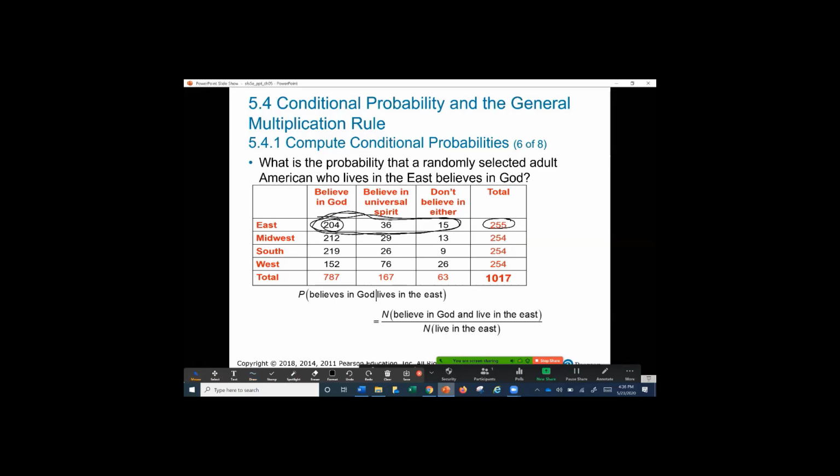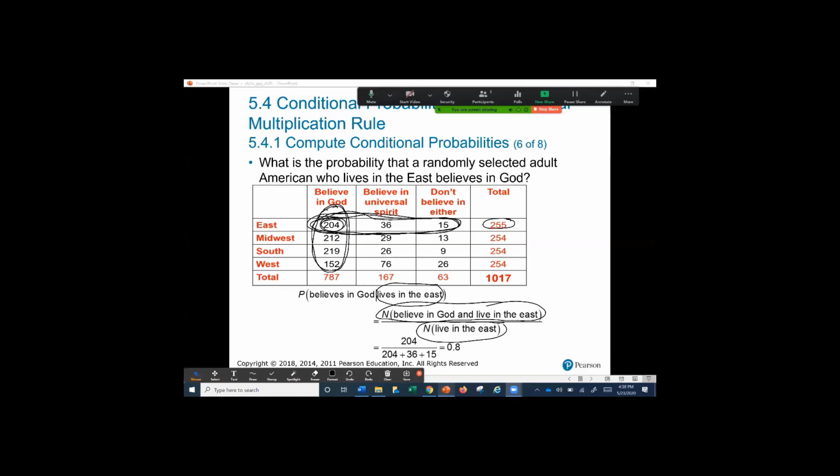We need to count all people that believe in God and live in the East simultaneously. This is the set of all people that believe in God. The intersection between this set, all people that believe in God, and this other set, all people that live in the East, is 204. That is the numerator, 204. All people that live in the East is my new sample space. 204 divided by 255 is equal to 80%. Then the probability that a person that lives in the East, in this region, believes in God is 80%. Another way to interpret this is 80% of people that live in the East believe in God.